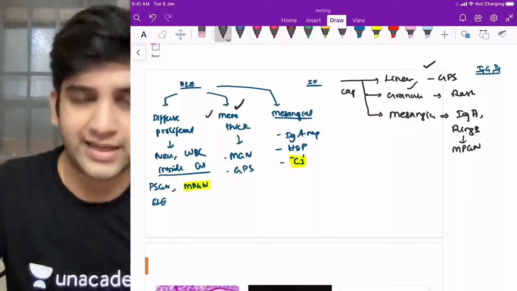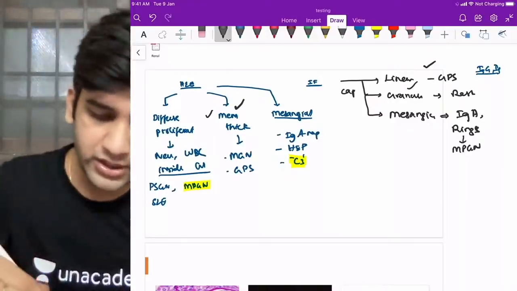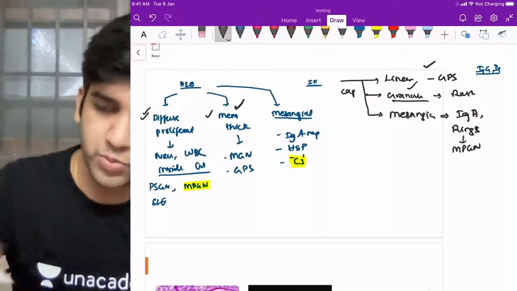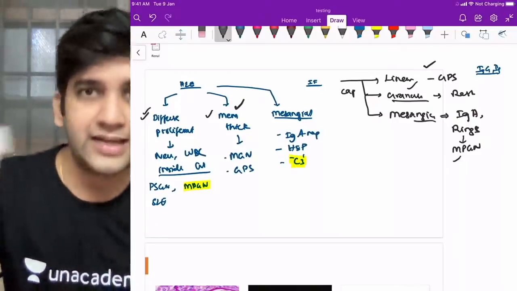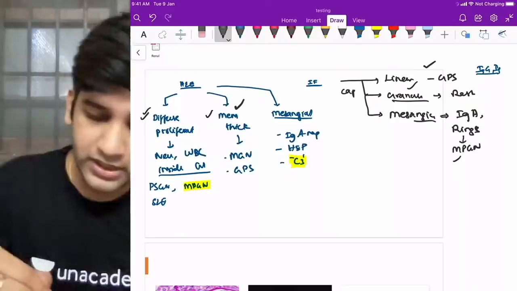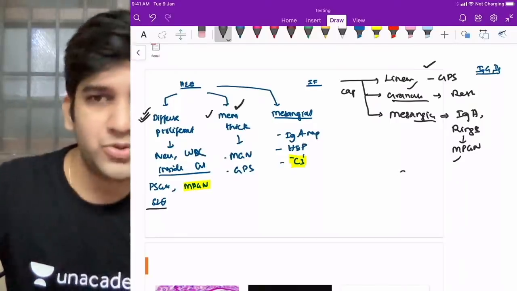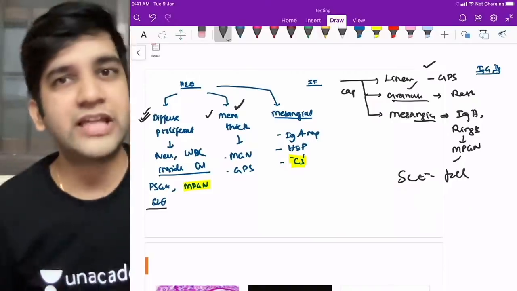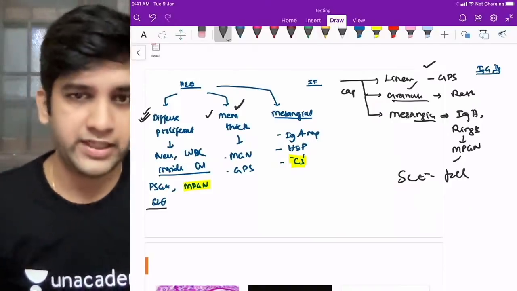Membrane thickening plus granular: membranous glomerulonephritis. Diffuse proliferative plus granular: I'm going to have PSGN. Diffuse proliferative plus mesangial and granular: I'm going to have MPGN. Diffuse proliferative, SLE, you know, right? SLE will have a full house effect everywhere. Everywhere, everything positive, SLE, right?